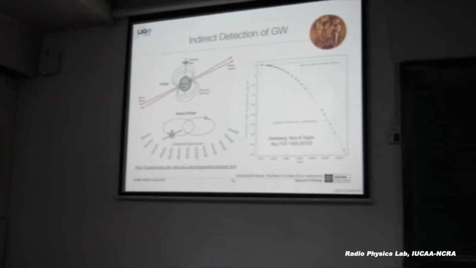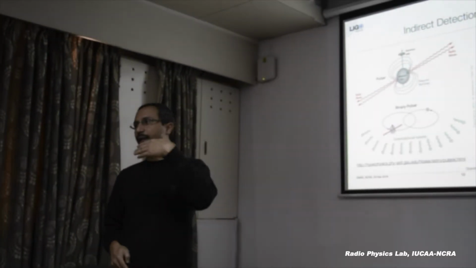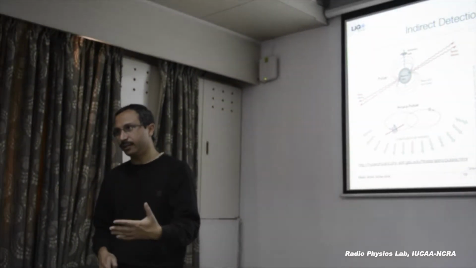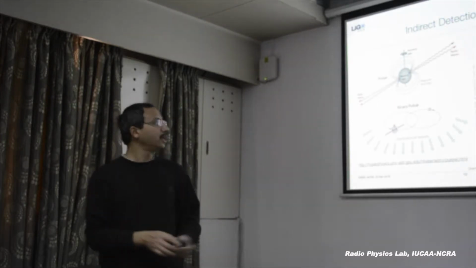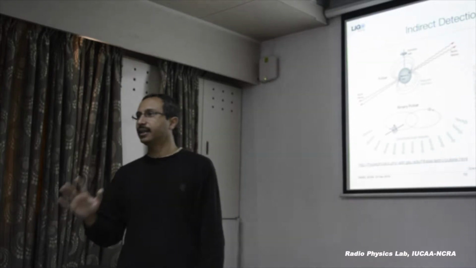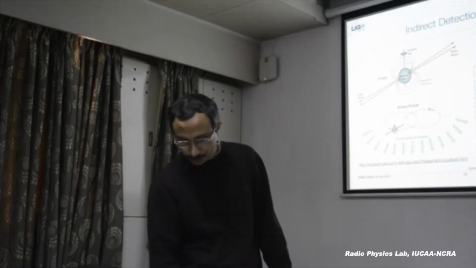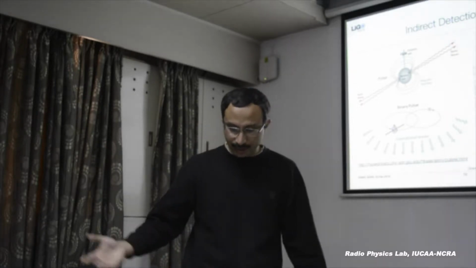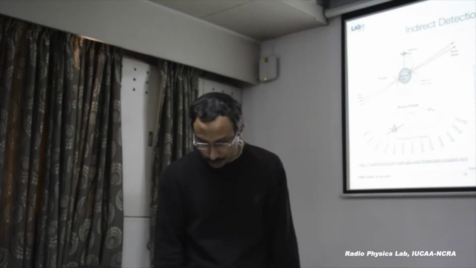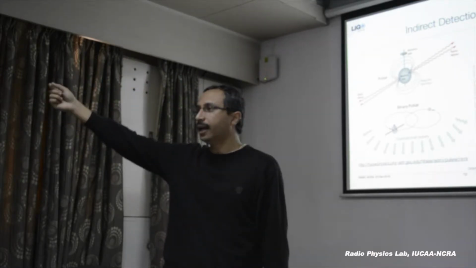That means if you can predict the energy loss through gravitational waves as predicted by the general theory of relativity, then you get such a nice match, and that was the first indirect detection of gravitational waves, and they got a Nobel Prize for that. There are other possibilities of indirect detection, for example through CMB and so on, where you see the effect of gravitational waves on some other body and then observe that.